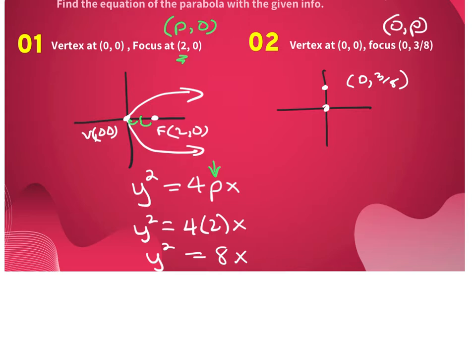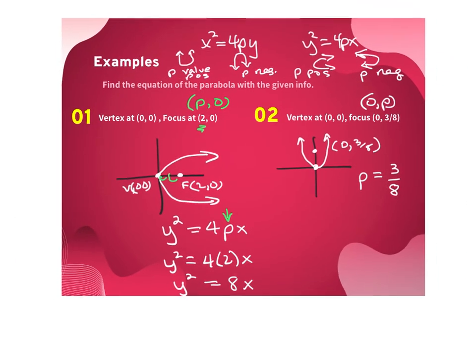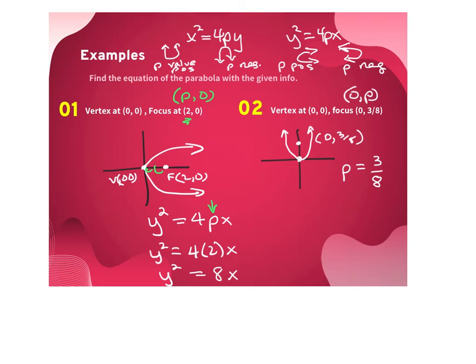Again, remember your parabola graph surrounds the focus, so it wraps around it. My p-value, because it's opening upward, is positive, and it's 3/8. Now all I do is use the x squared equals 4py equation. I take out p and in its place put 3/8, multiply it by 4, and leave the x squared and the y alone.